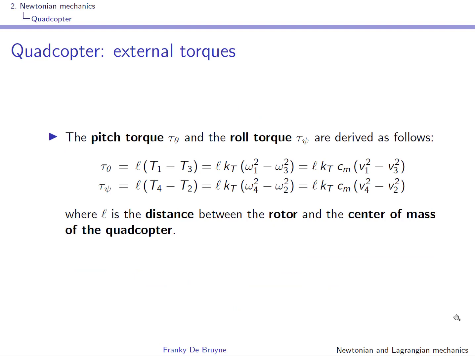Okay, remember that if we want to model our quadcopter, we'll have to use Euler's equation, and Euler's equation involves torques, right? So we'll need the yaw torque, the pitch torque, and the roll torque. The yaw torque will be determined in the next slide. So we'll concentrate here on the pitch and the roll torque.